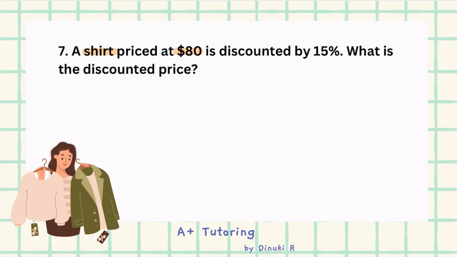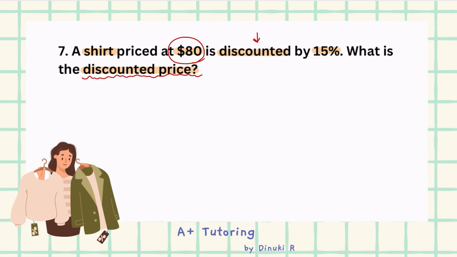A shirt priced at $80 is discounted by 15%. What is the discounted price? Okay, what are we trying to buy here? A shirt. We know that the shirt is priced at $80, but it's been discounted. When you get a discount, are we increasing the price or decreasing the price? Decreasing, right? So it's been decreased by 15%. And what are we being asked to figure out? The discounted price, right? So this is the original price, and we're being asked to figure out the discounted price.